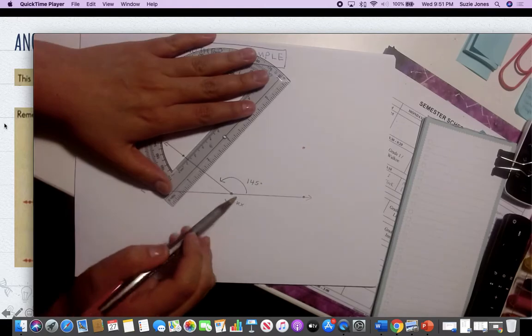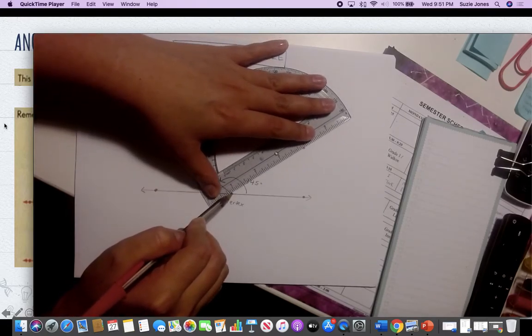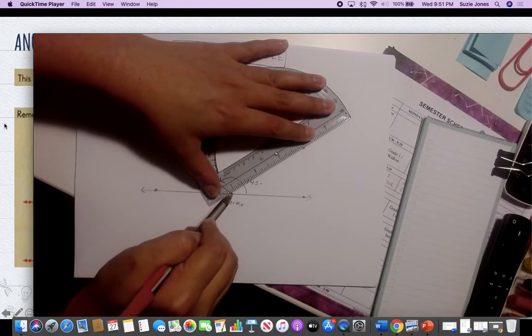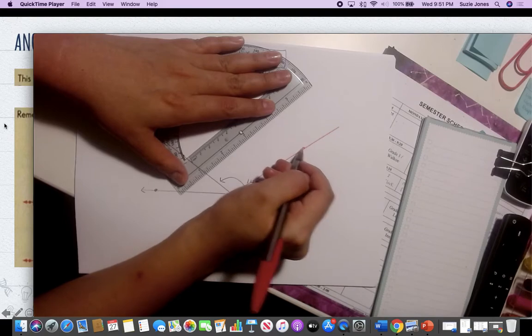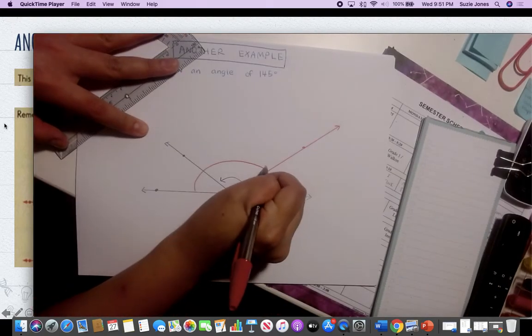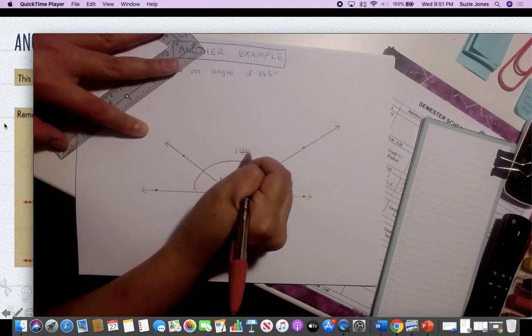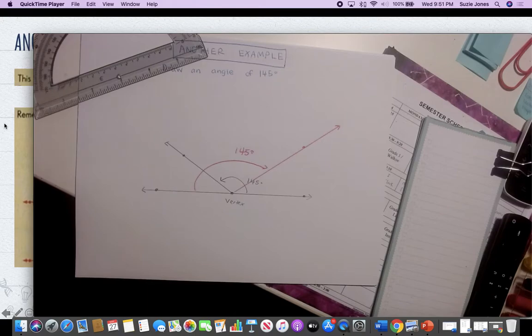And so I'm going to take my vertex here, and I'm going to draw a ray from my vertex through that point I drew. And it doesn't exactly go in the middle, but it's close. Okay? So from here to here, that is my 145 degree angle using my outer scale. Okay?